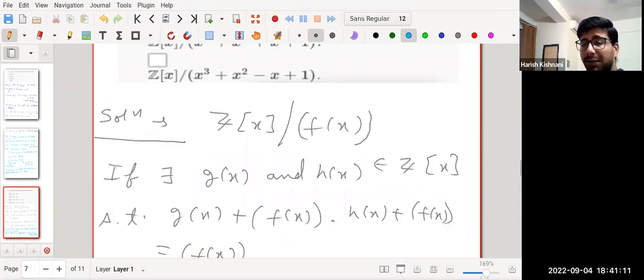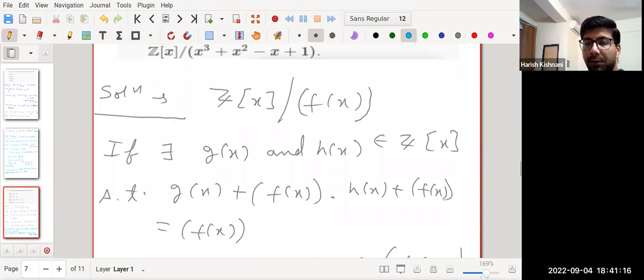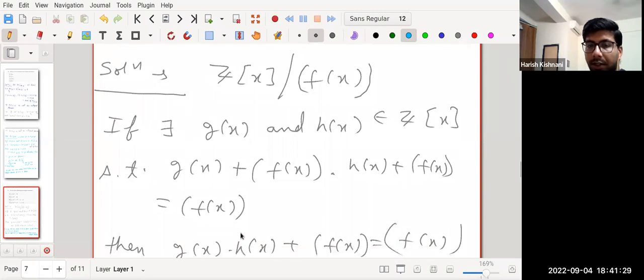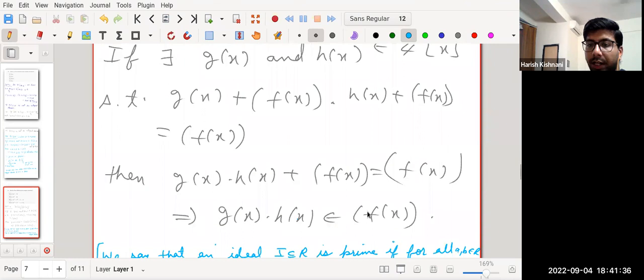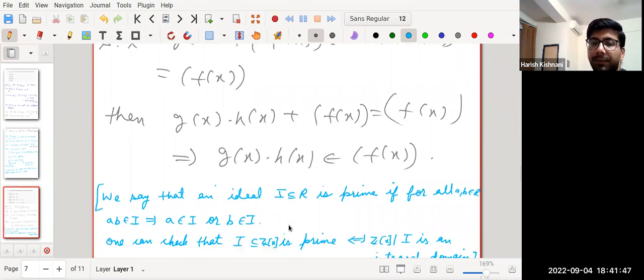Now, let's first understand the structure of this ring, and then we will move ahead. So Z[x] modulo the ideal generated by f(x), we are working with this. If g(x) and h(x) are inside Z[x], such that (g(x) plus the ideal generated by f(x)) times (h(x) plus the ideal generated by f(x)) is zero, that is, the ideal generated by f(x). What does this mean? It means that g(x) times h(x) plus the ideal generated by f(x) is equal to the ideal generated by f(x) again, and that will imply that g(x) times h(x) is inside your ideal generated by f(x). Okay, so that's the basic thing.